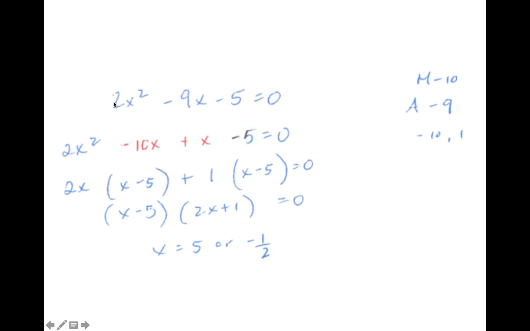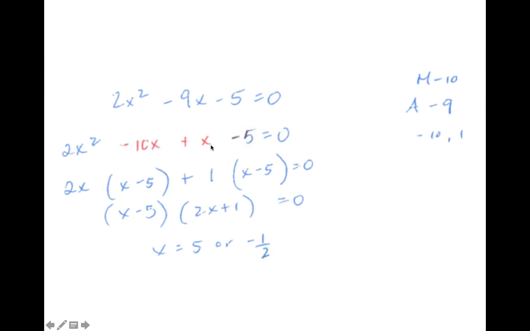We look for two numbers that multiply to be 2 times negative 5. So multiply to be negative 10 and add to be the middle term negative 9. Turns out that's a negative 10 and a 1. So I take those numbers and I rewrite my middle term. I pull it apart, so to speak. I call it negative 10x and plus 1x.